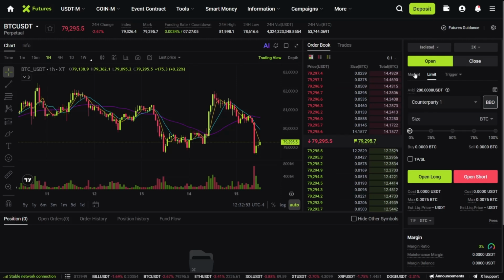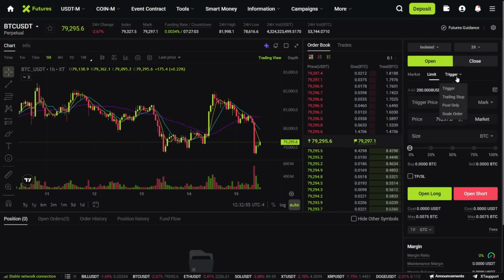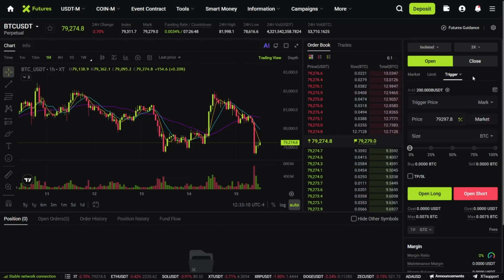To the right of Market and Limit, we have 4 other orders under Trigger. We first have a Trigger order. A Trigger order lets you set a price that activates your order later. Once the trigger price is reached, XT.com will place either a market or a limit order, depending on what you choose. Traders use this to plan entries or exits ahead of time.